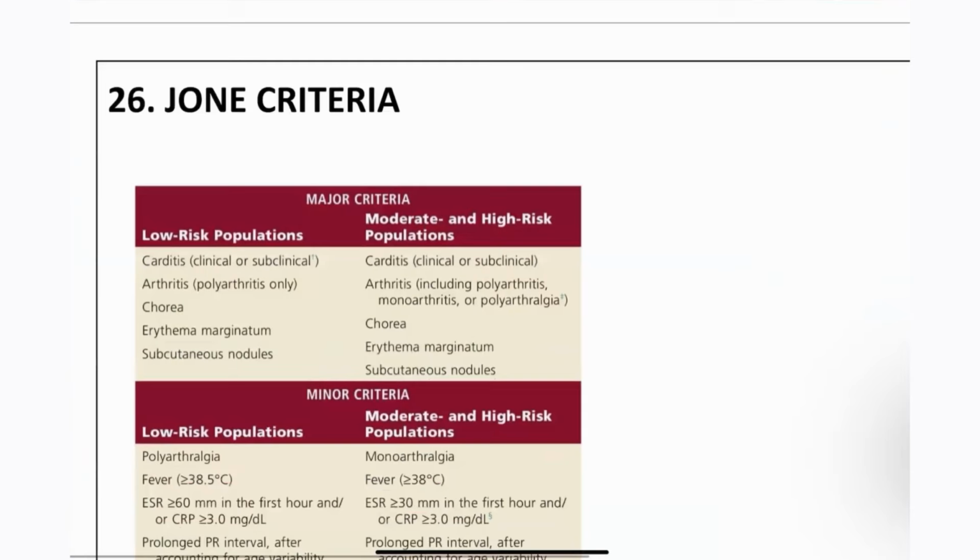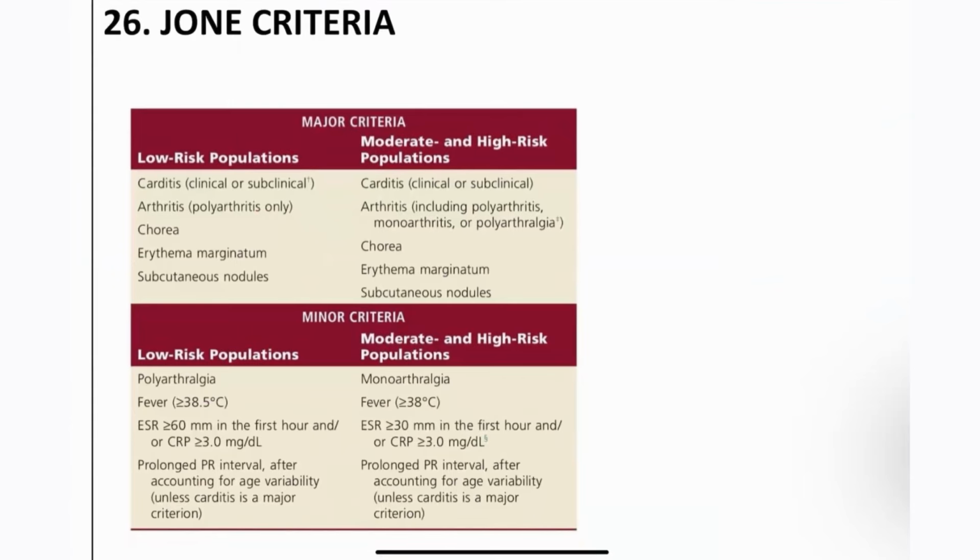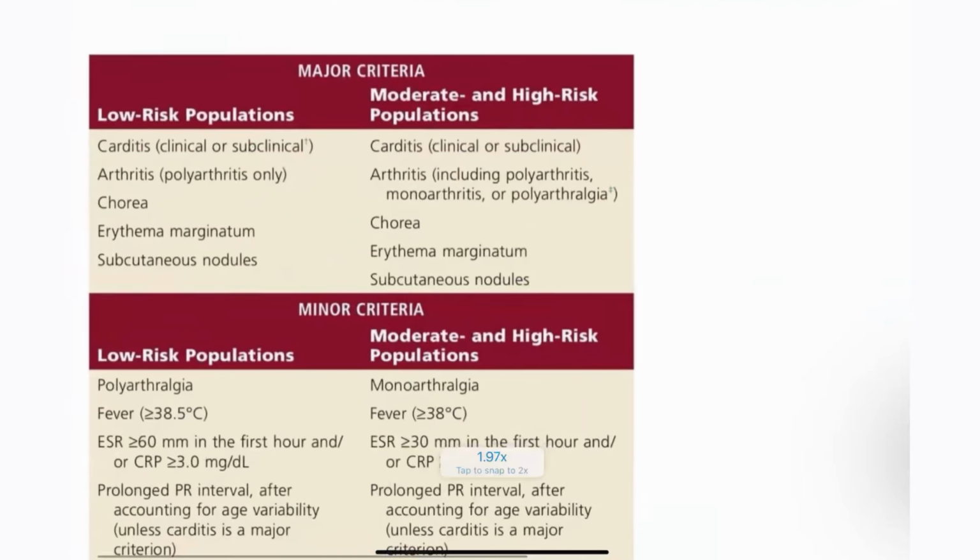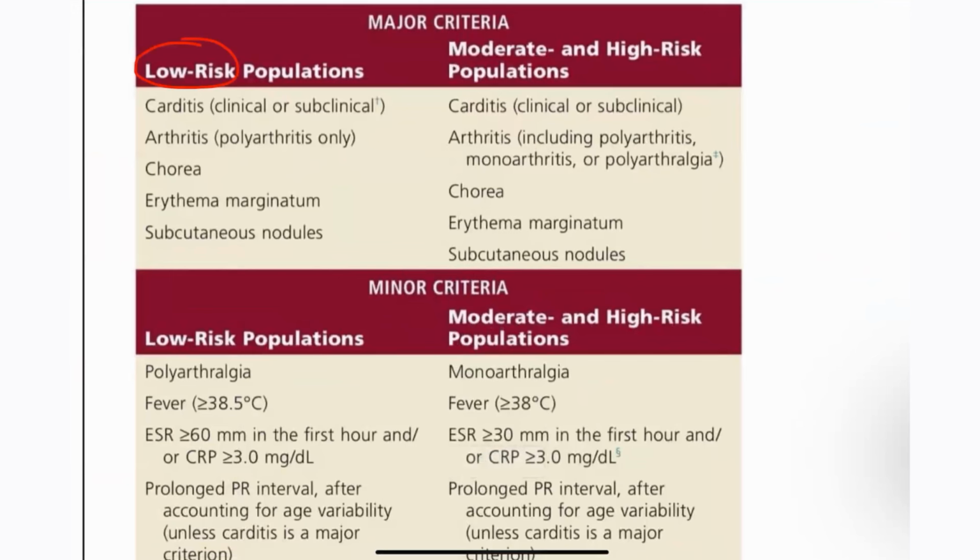Next, moving on to the Jones criteria. The Jones criteria is used for patients suffering from rheumatic fever. An important point to take note of: it is subdivided into low risk and high risk. What about India? India most commonly comes under high risk. So better you know the high risk criteria, guys.